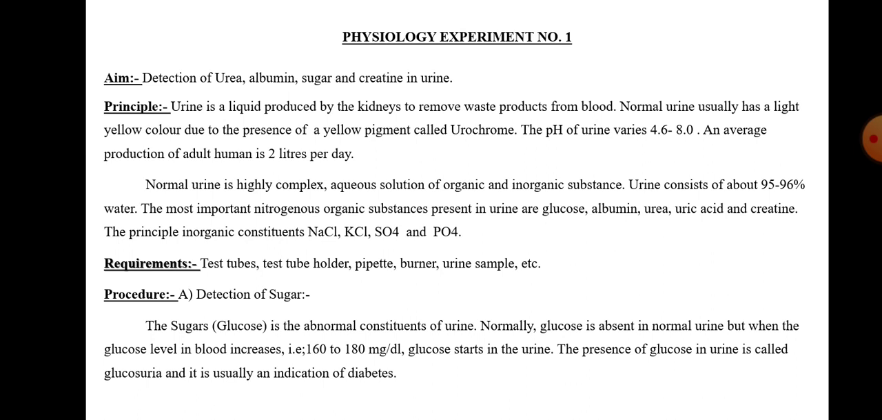So normal urine is a highly complex aqueous solution of organic and inorganic substances. Urine consists of about 95 to 96% water. The most important nitrogenous organic substances present in urine are albumin, glucose, urea, uric acid, and creatine. The principal inorganic constituents are in the form of sodium chloride, potassium chloride, sulfates, and phosphates.